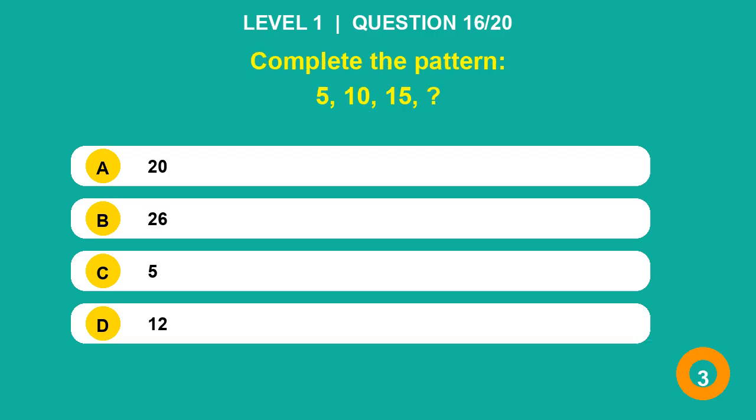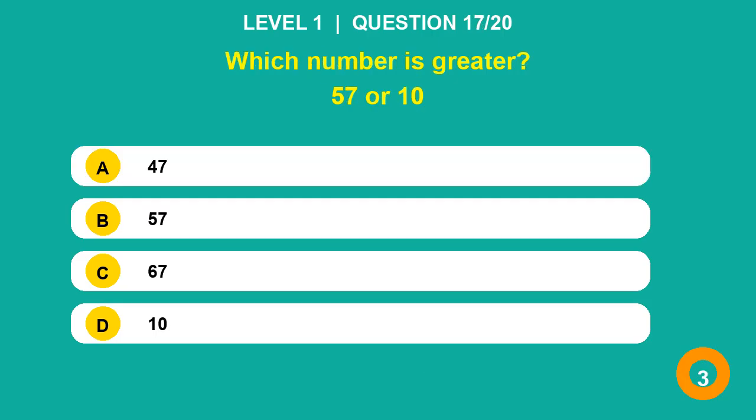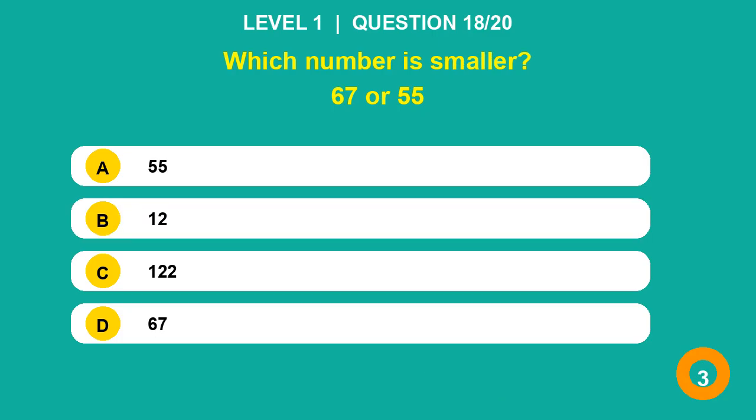Complete the pattern. 5, 10, 15. Answer is 20. Which number is greater? 57 or 10? Answer is 57. Which number is smaller? 67 or 55?